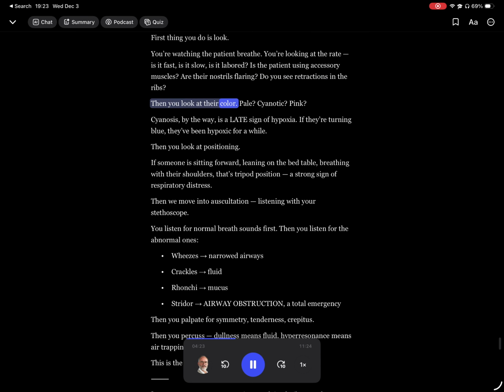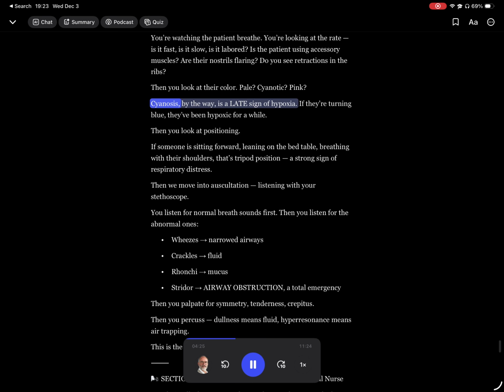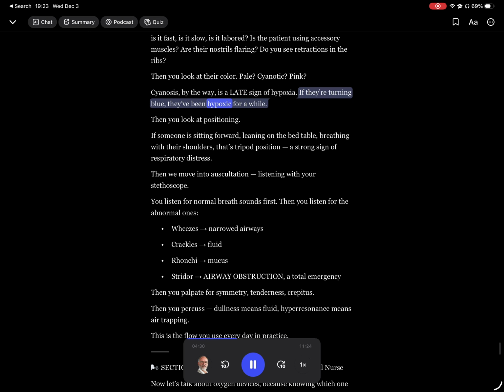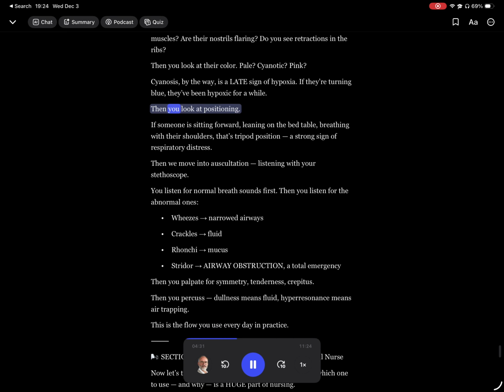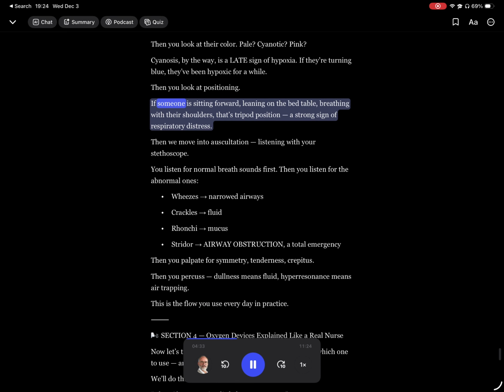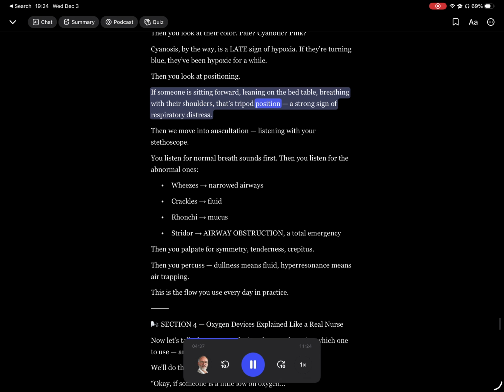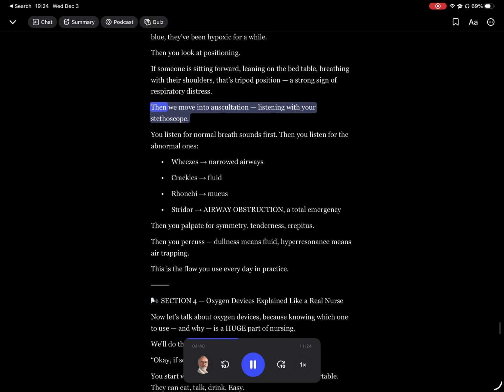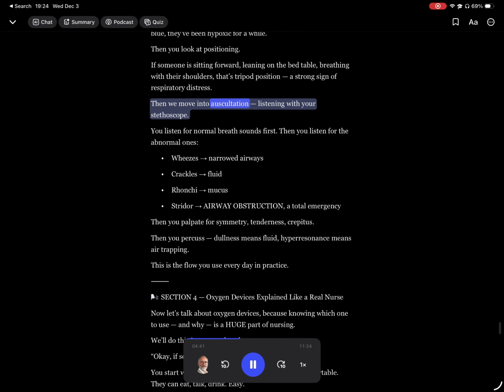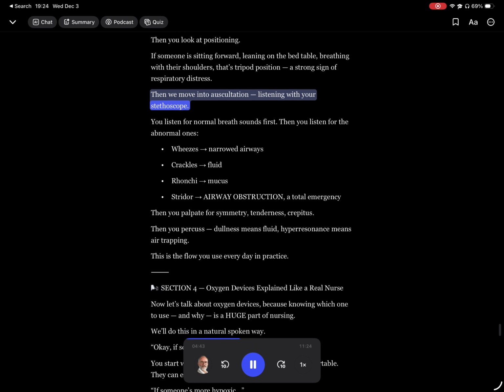Then you look at their color. Pale, cyanotic, pink. Cyanosis, by the way, is a late sign of hypoxia. If they're turning blue, they've been hypoxic for a while. Then you look at positioning. If someone is sitting forward, leaning on the bed table, breathing with their shoulders, that's tripod position, a strong sign of respiratory distress. Then we move into auscultation, listening with your stethoscope.